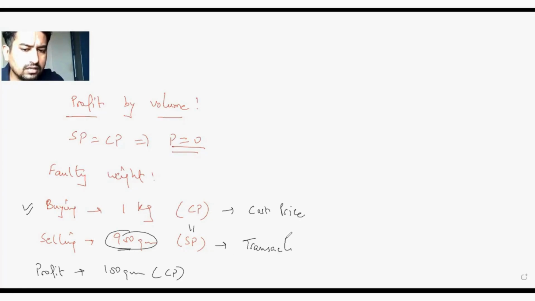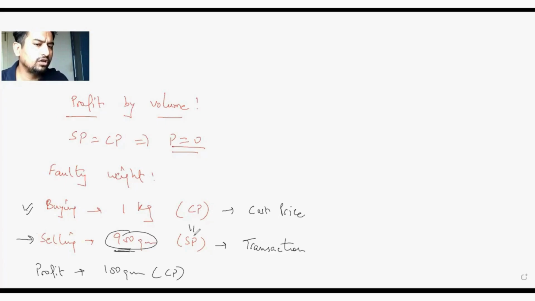Whenever we apply the formulas, the transaction is happening here because 900 grams is being sold. So this is my transaction. This is not the transaction. Again, students get confused a lot of times in this also. The first one is not the transaction. The transaction is here. So whatever you do, apply all your formulas here.